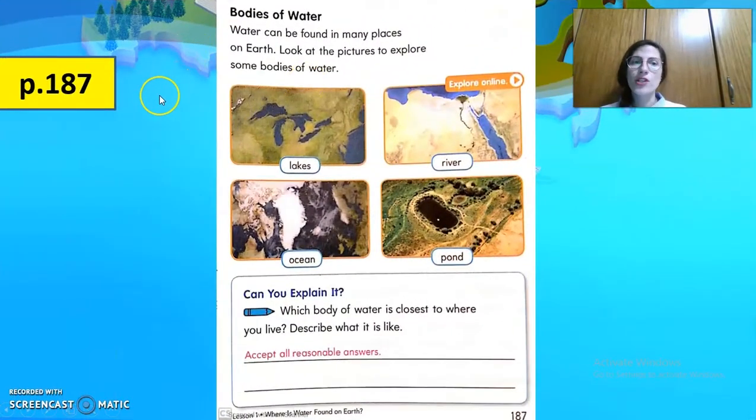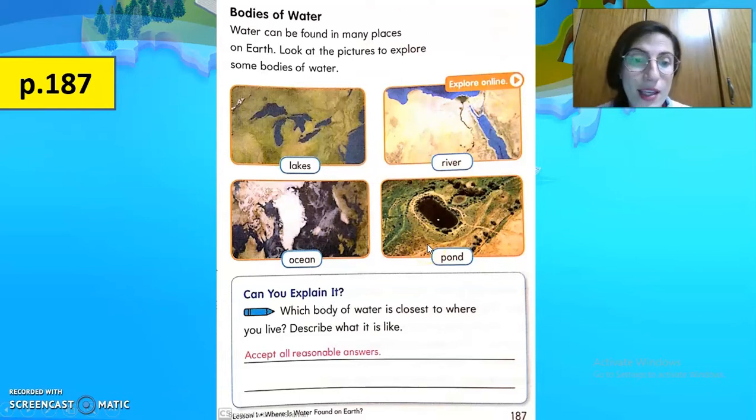On page 187, let's check together bodies of water. Water can be found in many places on Earth. Look at the pictures to explore some bodies of water. So over here we see a lake and we see that it's surrounded by land on all sides. In the second picture we see a river and we can see that it is surrounded by land on both sides. Over here we see the ocean and over here we see the pond.